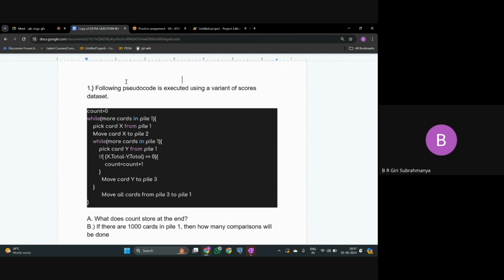Now the first question is: the following pseudocode is executed using a variant of the scores dataset. By variant, what I mean is that every card has the same fields, but the data is different. The number of cards might be different. It's a different variant. So this pseudocode is executed on a different variant of the scores dataset which we already have. At the end of the pseudocode, there are some questions. What does count store at the end? That's the first question.